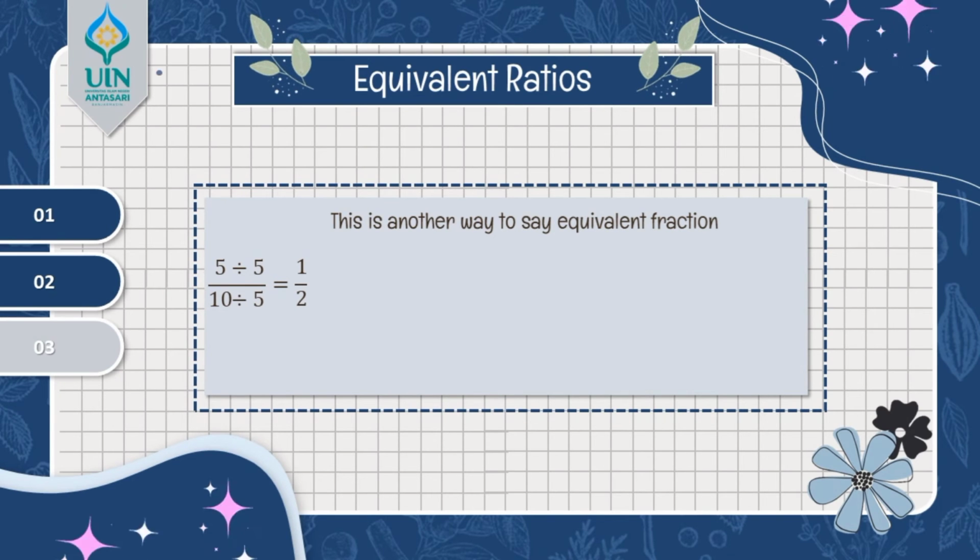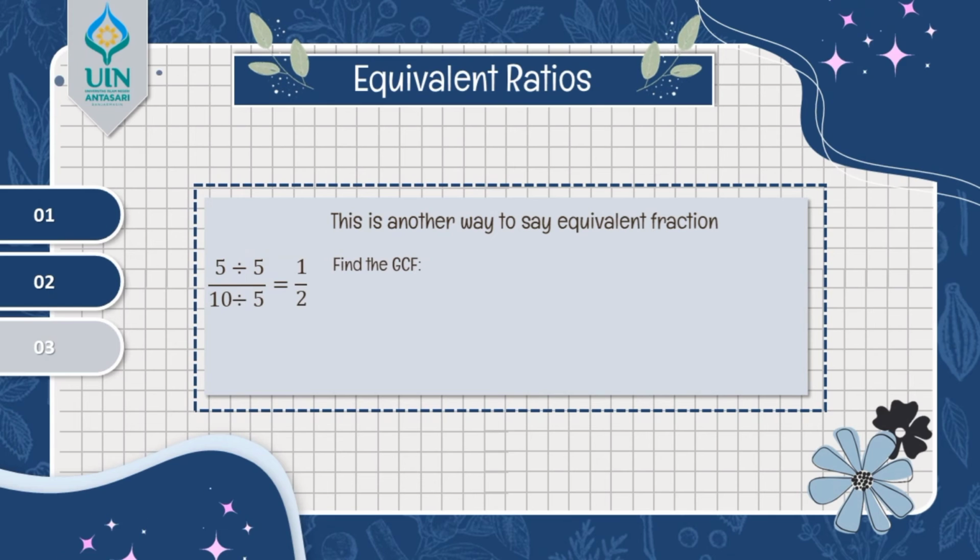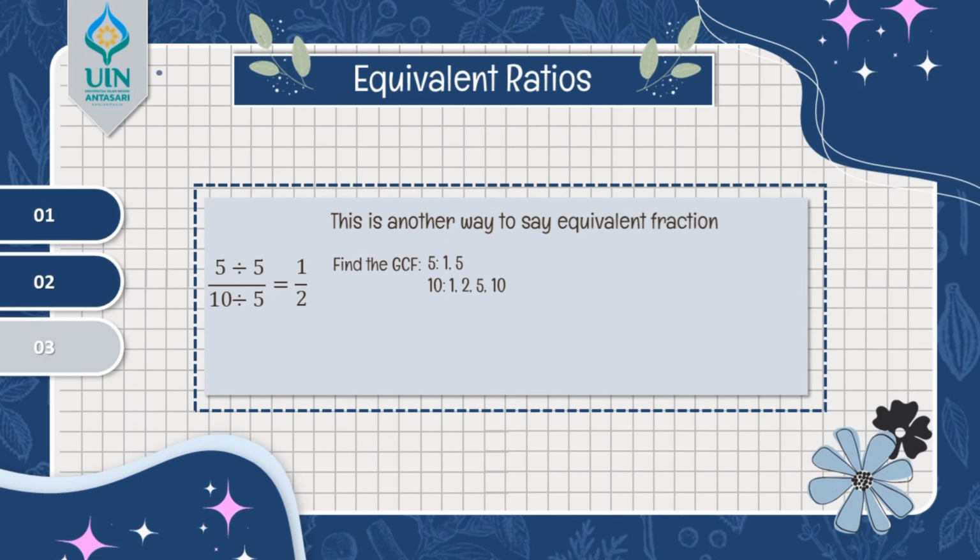To find the greatest common factor, what you do is list the factors of the numerator. So the factors of 5 are 1 times 5. And the factors of 10 are 1, 2, 5, and 10. Those are the numbers that multiply together to give you 10: 1 times 10, 2 times 5. The largest number that is in both of those lists is 5. That means that 5 is our greatest common factor.